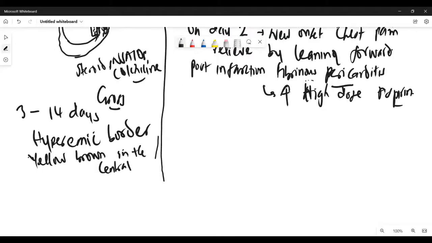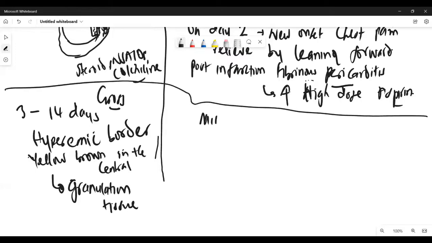And as time goes on, the other thing that will start appearing, when macrophages come and remove those debris, is the granulation tissue, which we normally describe as having a beefy red appearance. So what about the microscopic finding?